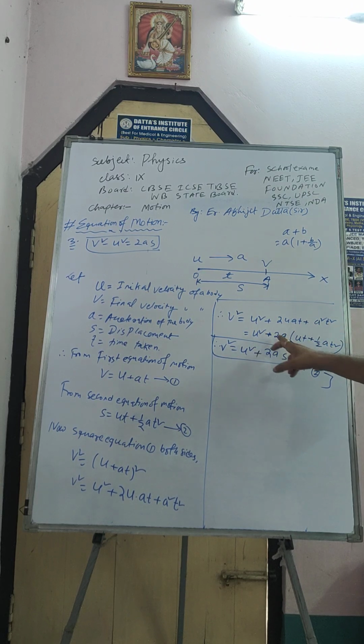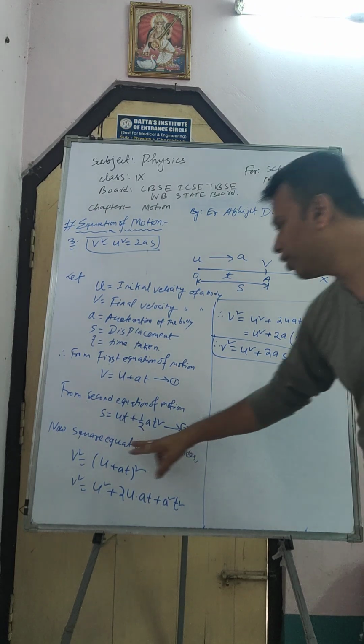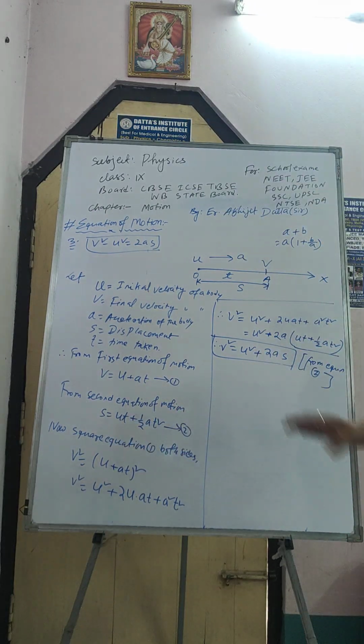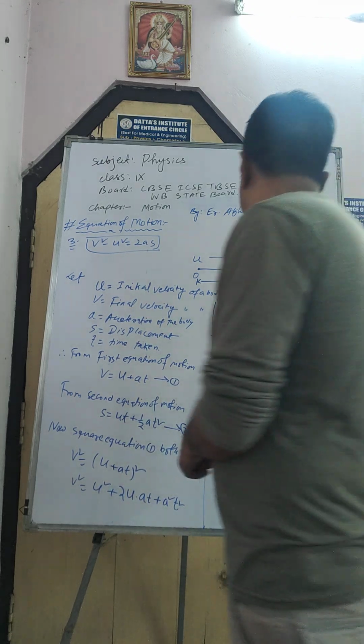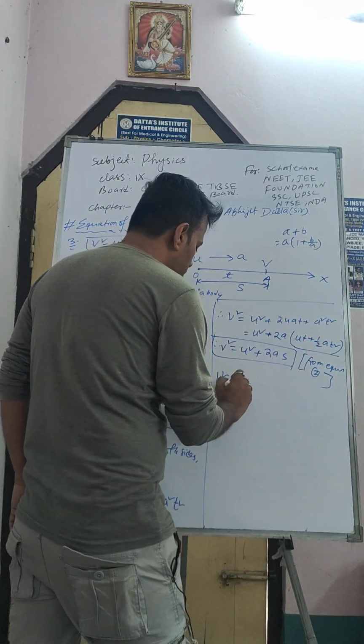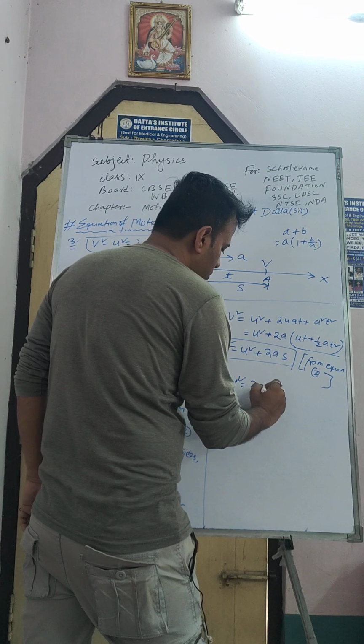So u square plus 2, if I take common 2a here, it will come out something like that: ut plus half a t square, and this is nothing but the second equation of motion. From that we can write this part is a, this bracket part is s, s is equal to ut plus half a t square, from where? Second equation of motion. So v square equals u square plus 2as, or you can say v square minus u square equals 2as, whatever it may be.